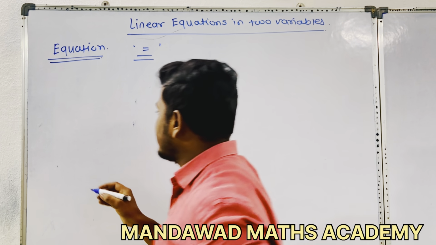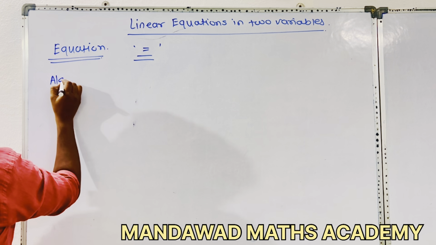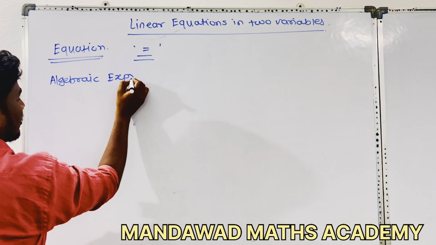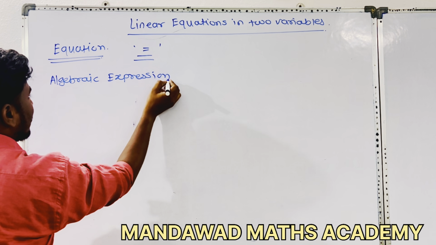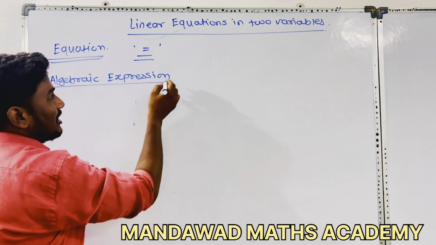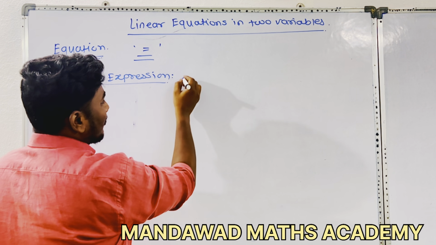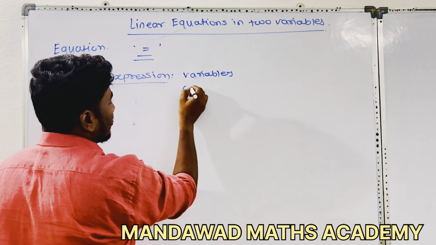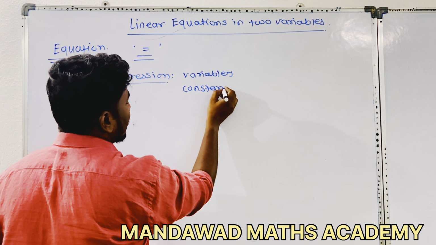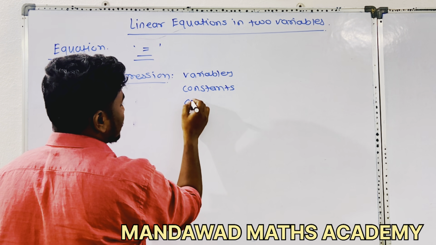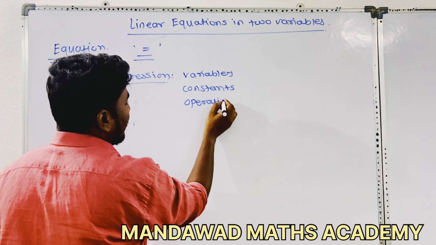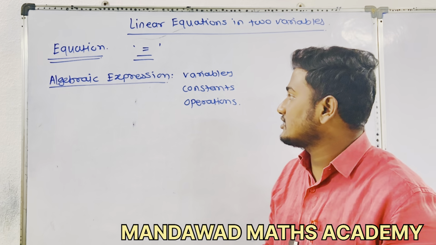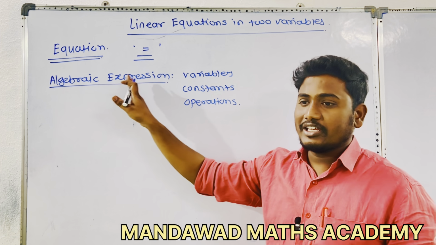What is meant by expression? Algebraic expression. What is meant by algebraic expression? That can involve variables, constants, and operations. The combination of variables, constants, and operations is called an algebraic expression.